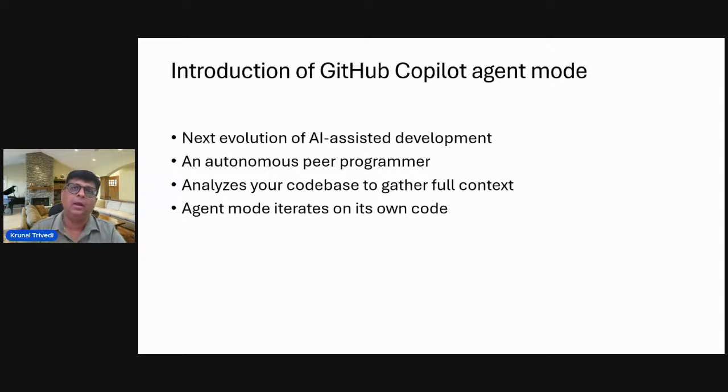This agent mode iterates on its own code, recognizing errors and fixing them automatically. For example, you fire a particular command, it will give you some output, but then it will understand, okay, this output is not the expected output. It will suggest a few more changes. You accept it, it will do it. So it iterates on its own code block. But one thing to keep in mind, as of now, it is in preview mode.